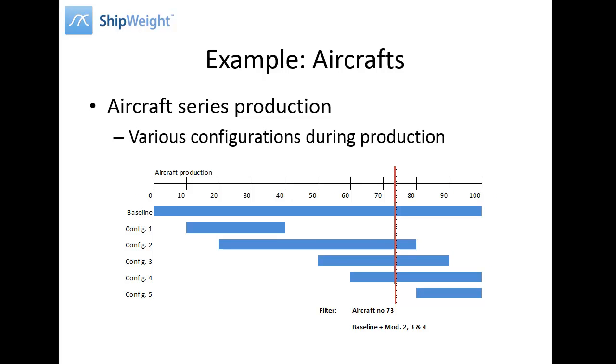Another example is aircraft series production, where we have various configuration changes during production. We may have 100 aircraft to be built, and again we have a baseline for all items included in all vessels, and then we define phases for items included in the various configuration changes during the series production.